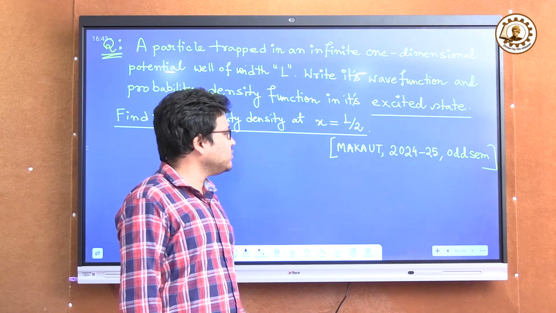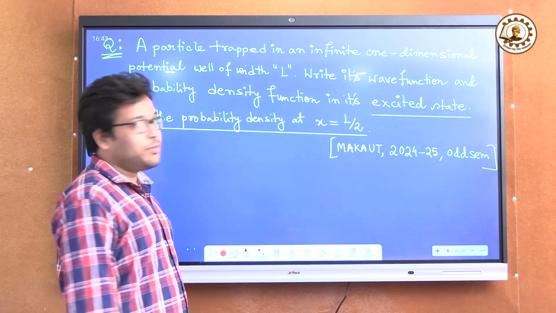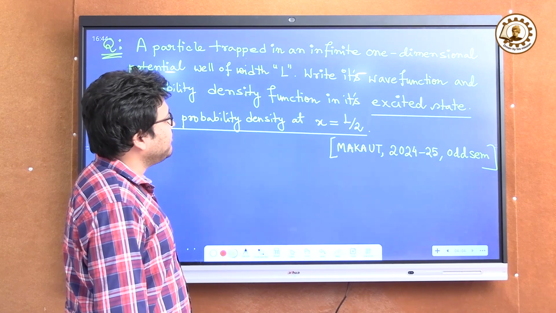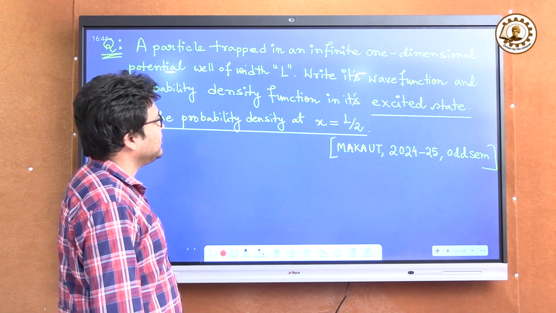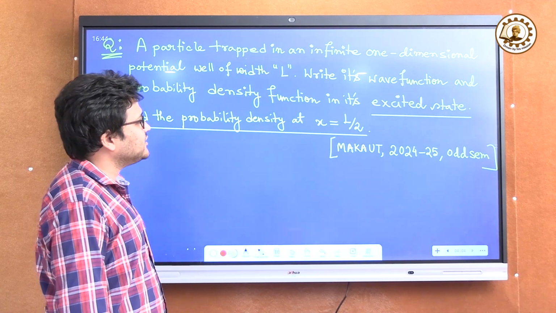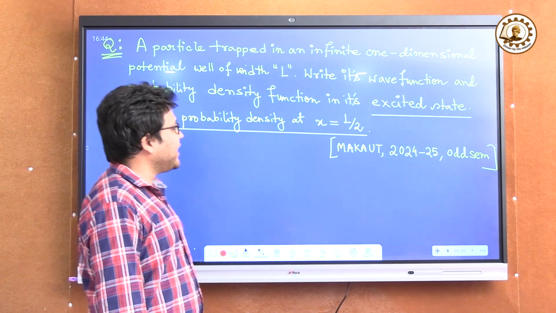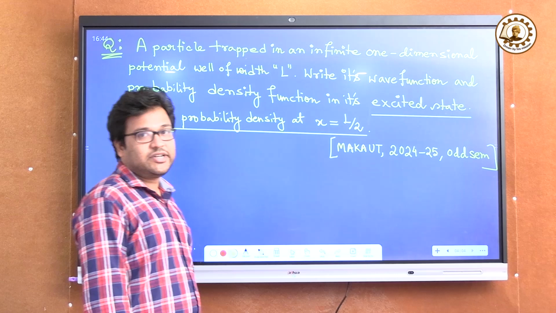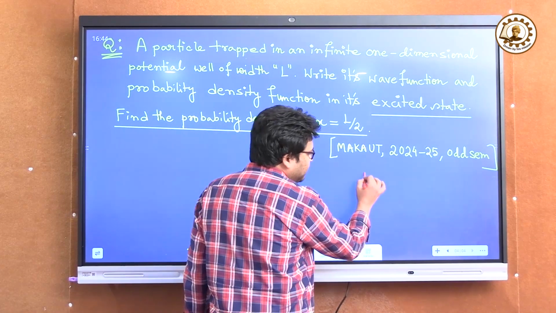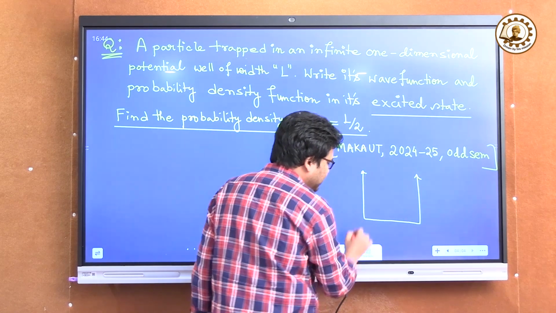question that came in MAKAUT in the year 2024-25 odd semester. This question is from the topic quantum mechanics, and it says a particle trapped in an infinite one-dimensional potential well of width L. Write its wave function and probability density function in its excited state, and also find the probability density at x equals to L by 2. So let's start.